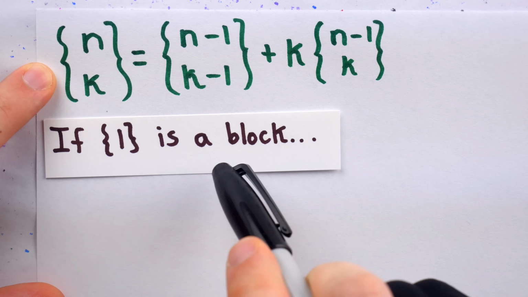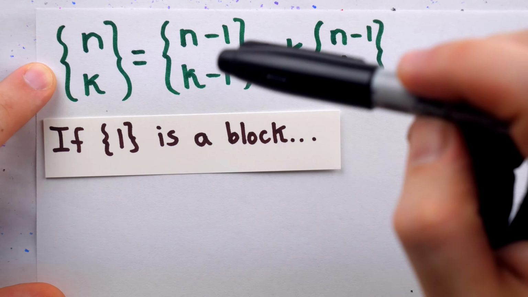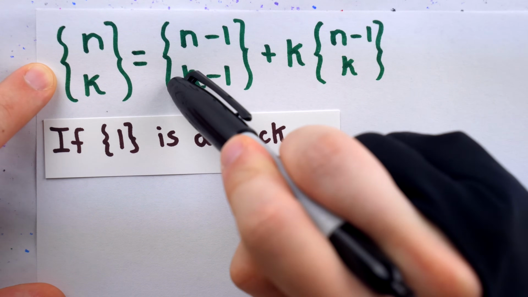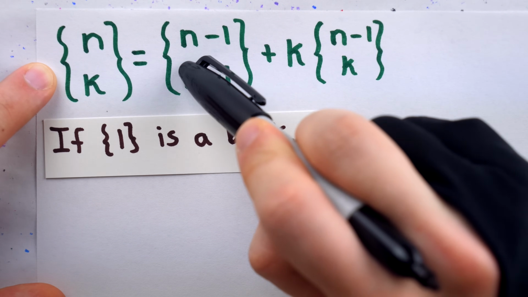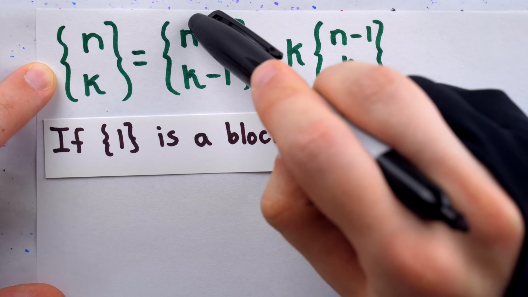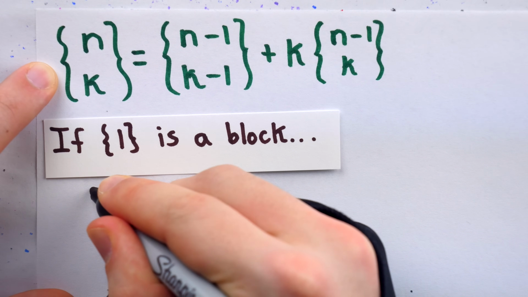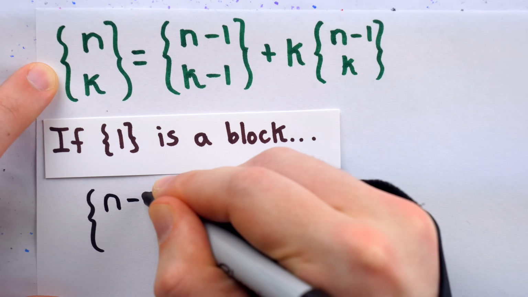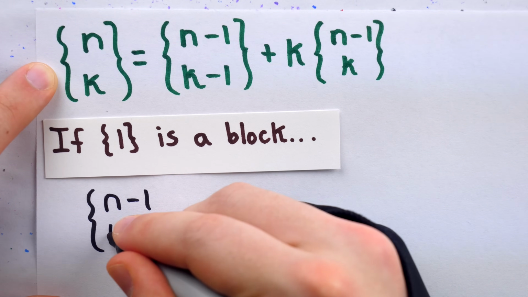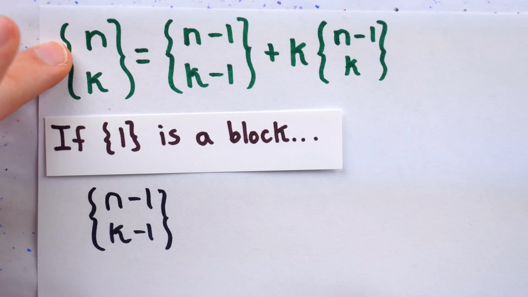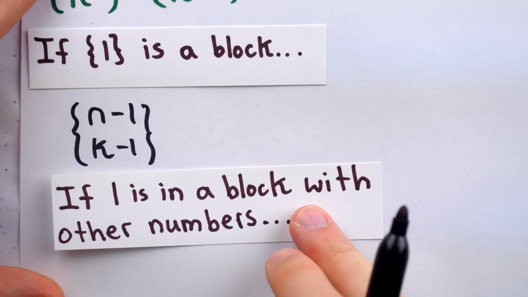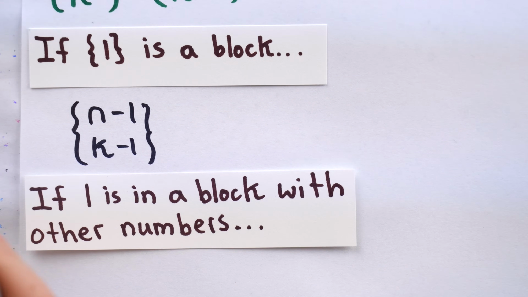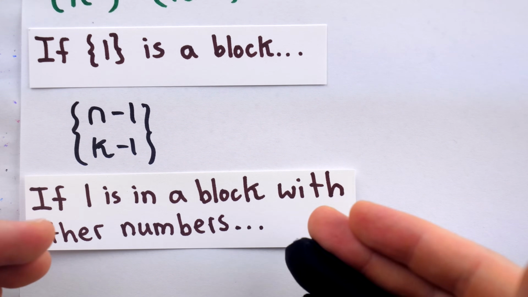If 1 is all by itself in a block, well then we have n-1 numbers left, and we have k-1 blocks remaining that must get stuff inside of them. That's where this comes from. In the case where 1 is in a block all by itself, the possibilities are enumerated by n-1 subset k-1. The other possibility is that 1 is in a block with other numbers. Maybe it's in a block with a single other number, maybe multiple other numbers. Point is, though, it's not by itself.